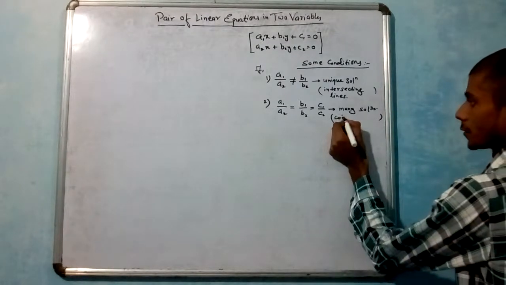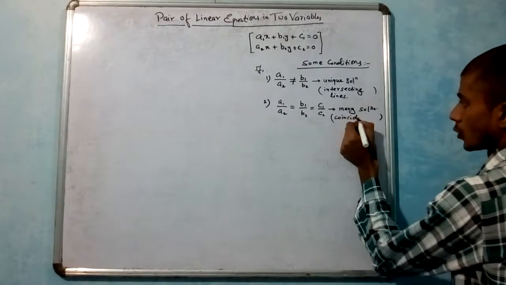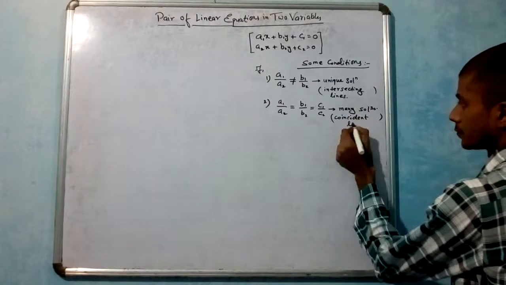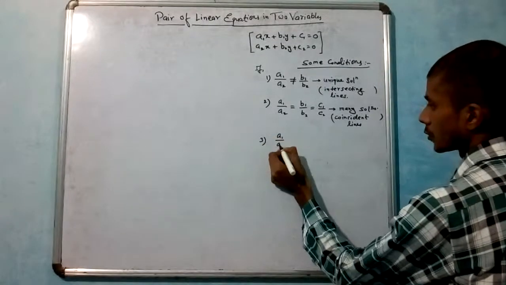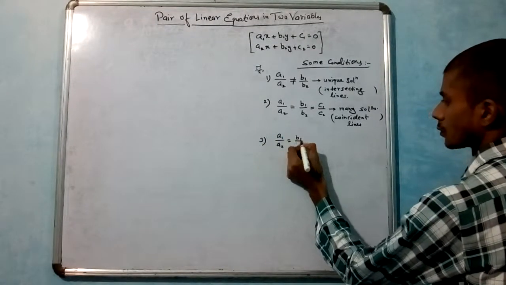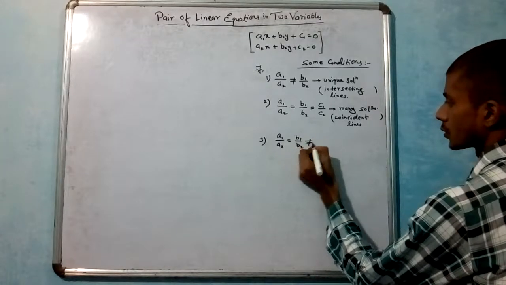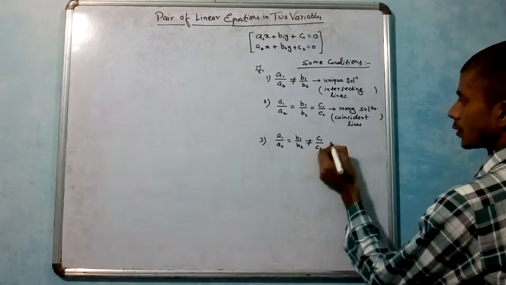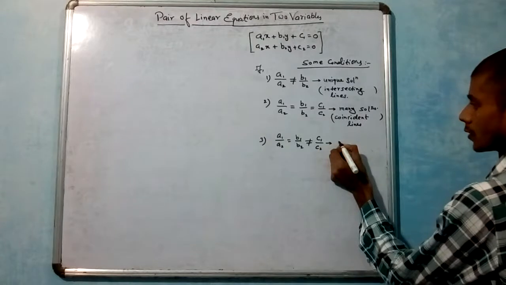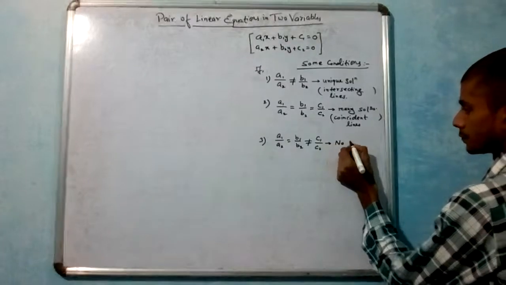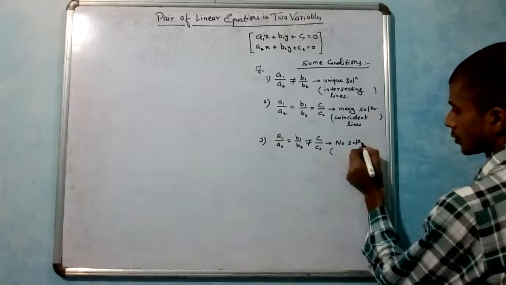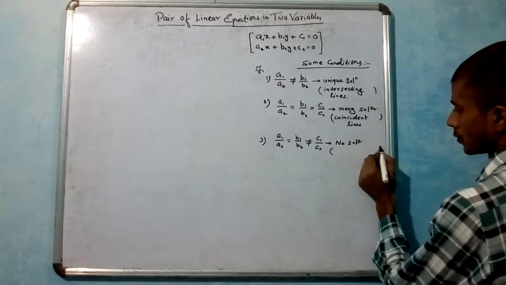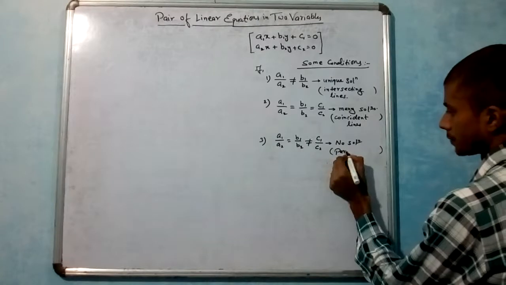So what type of lines? Coincident lines, no? The third case was if a1 by a2 is equal to b1 by b2 and is not equal to c1 by c2, then no solution, no? No solution. Then parallel lines.